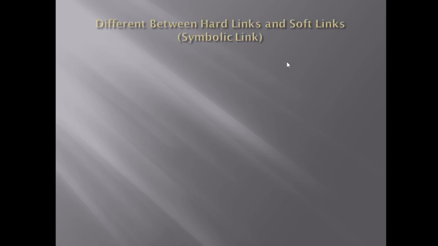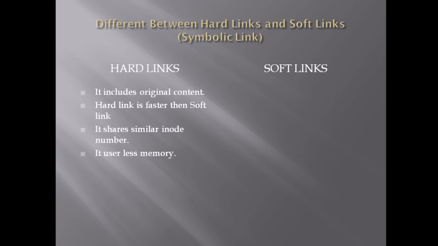Today I will show you what is a soft link and what is a hard link. Let's see some differences between hard link and soft link. Sometimes we call a soft link a symbolic link. So what is a hard link? A hard link includes the original file content. A hard link is faster than a soft link. It shares the same inode. It uses less memory.